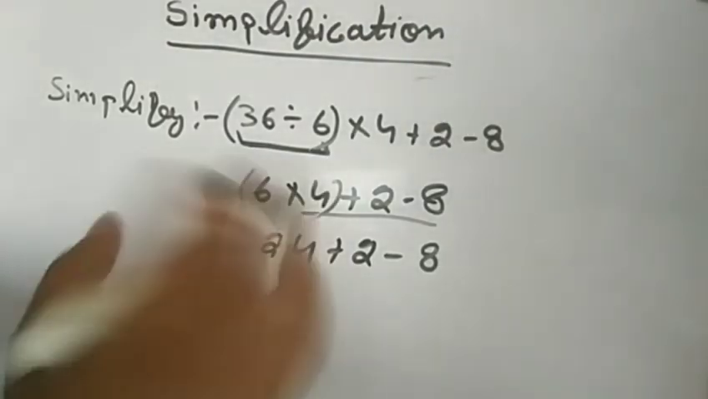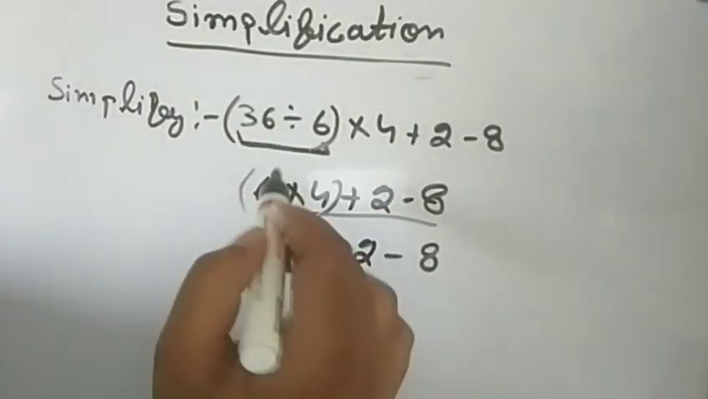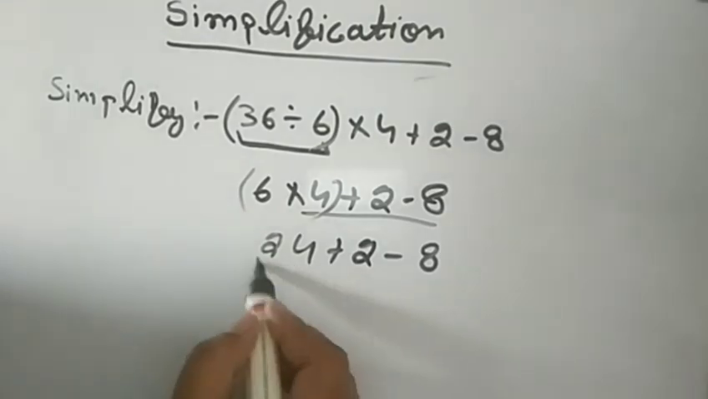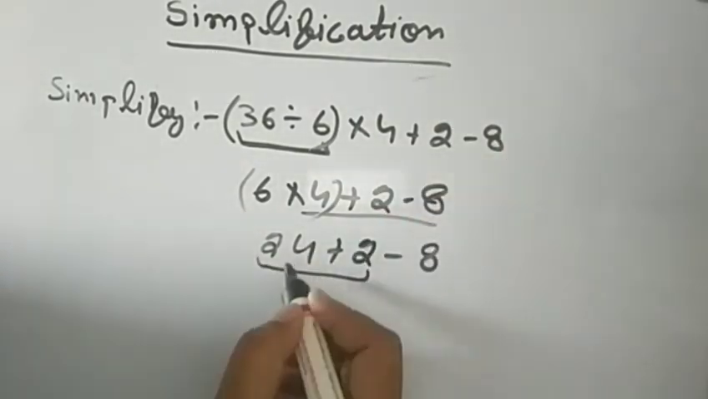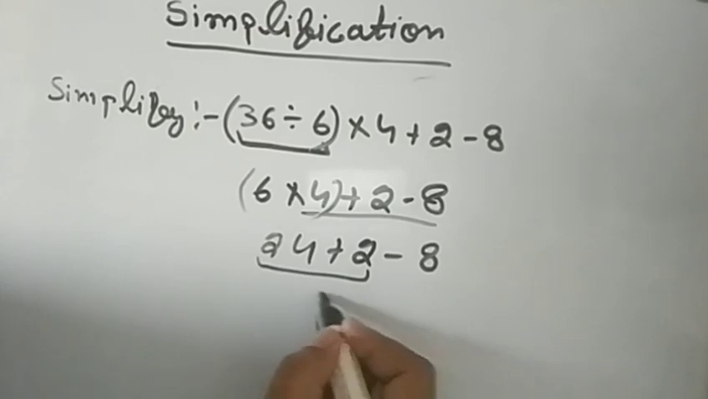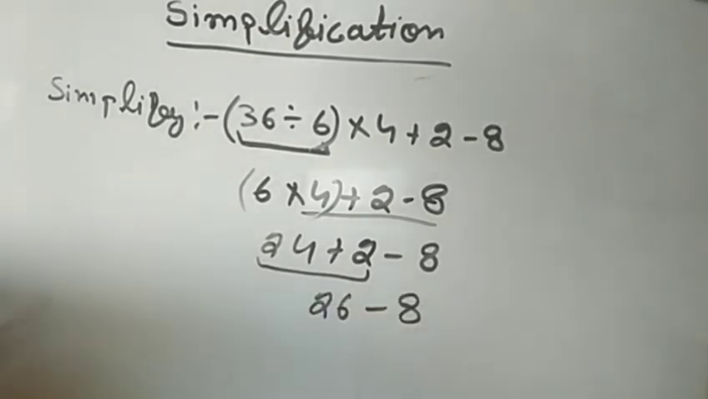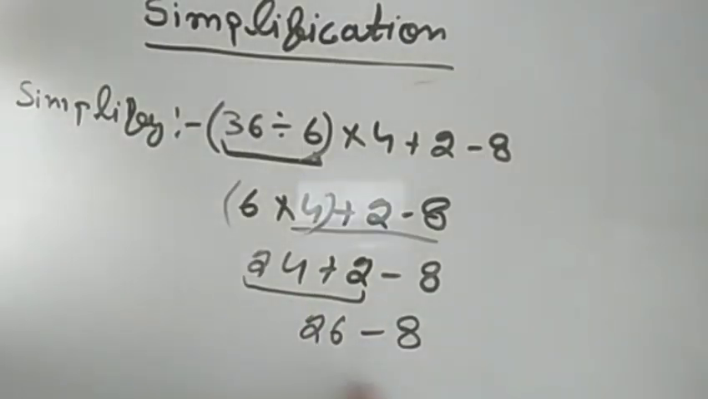Okay, now division is done, multiplication is done. Now we have to do addition. 24 plus 2 is 26, minus 8. 26 minus 8 is 18. So this is the answer. Like this you have to solve the simplification problem. Let us take one more example to understand it better.